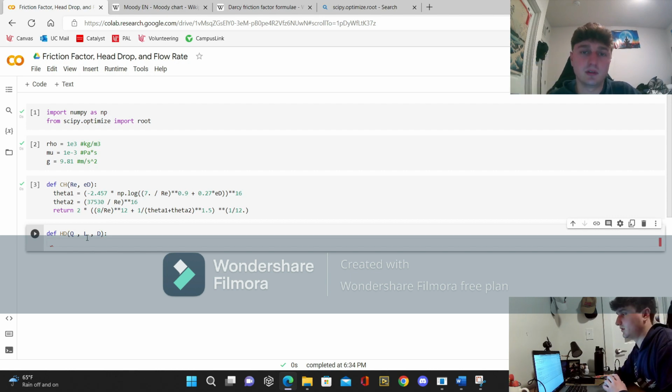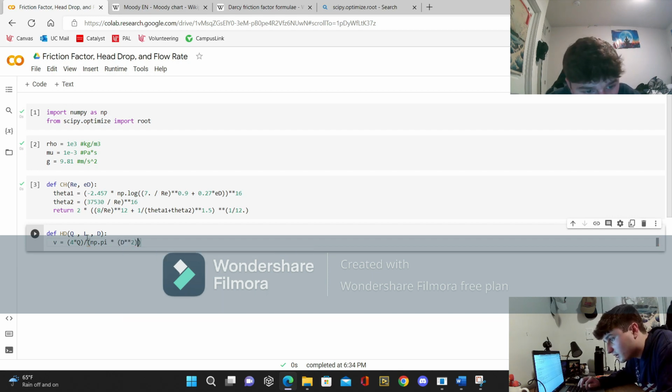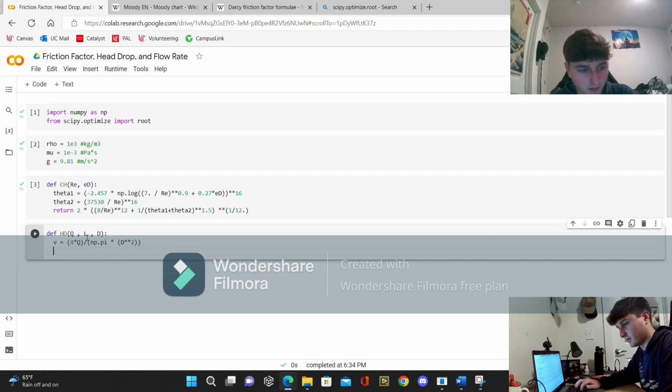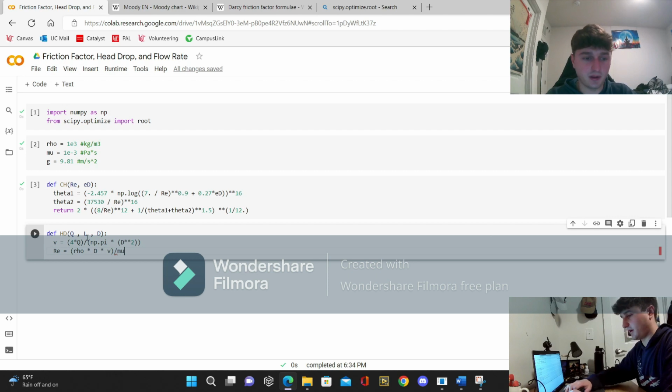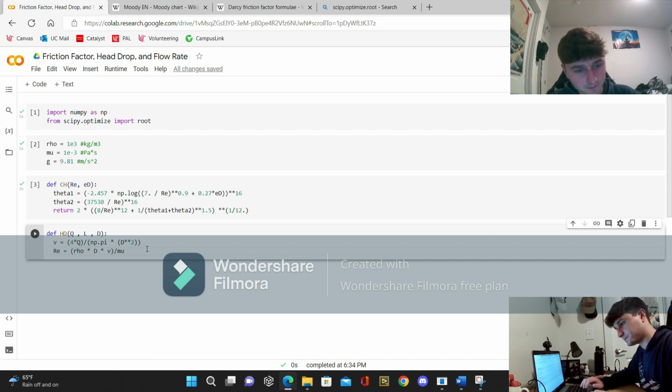And a couple other things that we need to include under this function is we need to first supply the velocity, which as we had before was 4Q divided by pi times our diameter squared. Okay. Next up, we need to supply the Reynolds number, which if you're an engineer and you don't have this memorized, then bad on you, that's not good, which is going to be rho multiplied by our diameter multiplied by our velocity of our fluid, and we're going to divide that by the viscosity of our liquid, which we are going to use water, as I've defined up above.